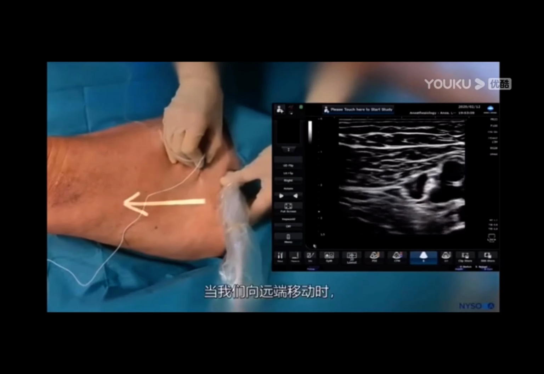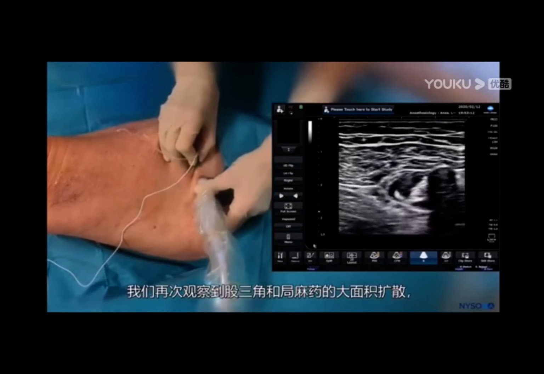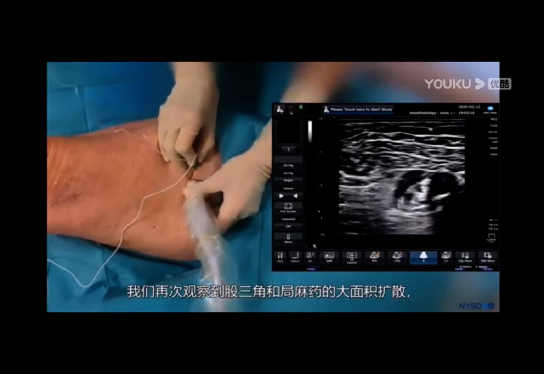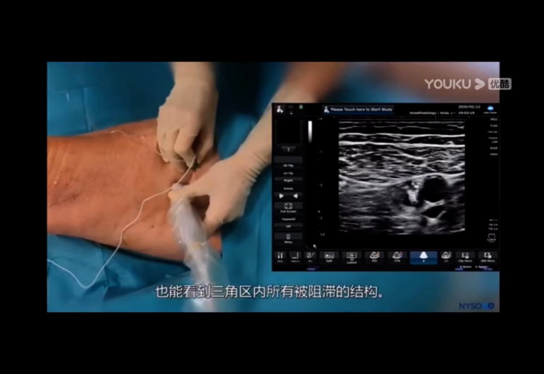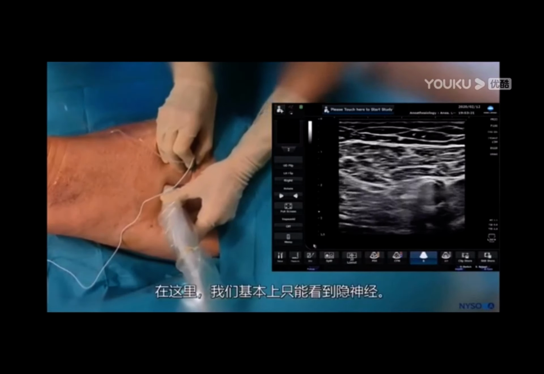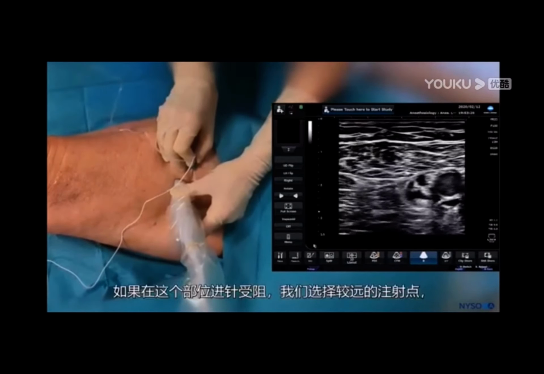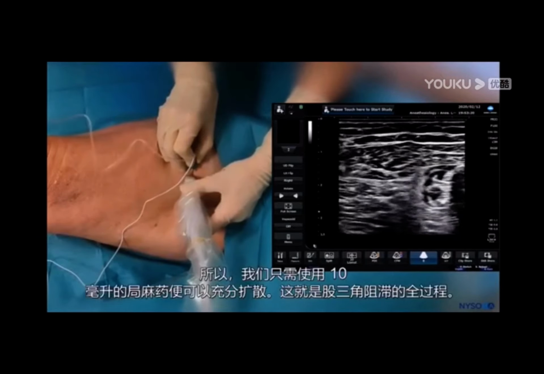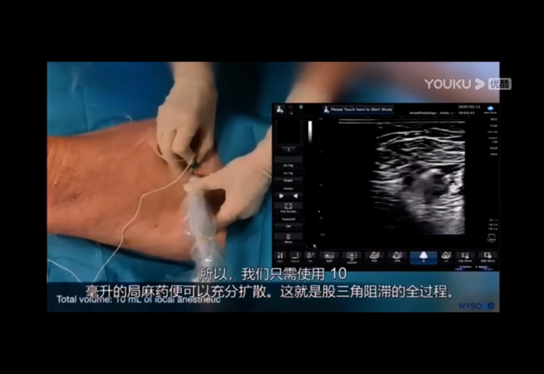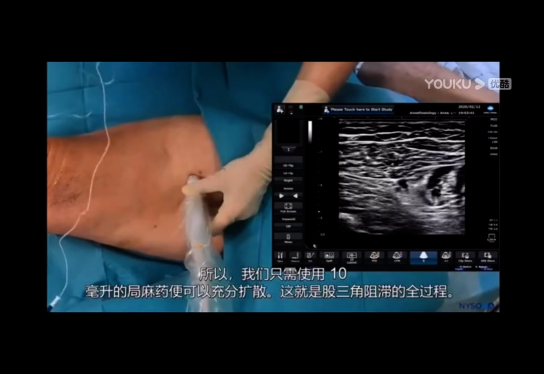As we go a bit more distally, again, we follow the femoral triangle and a massive spread of the local anesthetic that anesthetizes everything that is in it. And here we can see only the saphenous nerve primarily. And again, even if you stop there, even at this far distance, local anesthetic will spread. So we're going to use 10 milliliters of local anesthetic when the spread is adequate. That comprises the femoral triangle block.